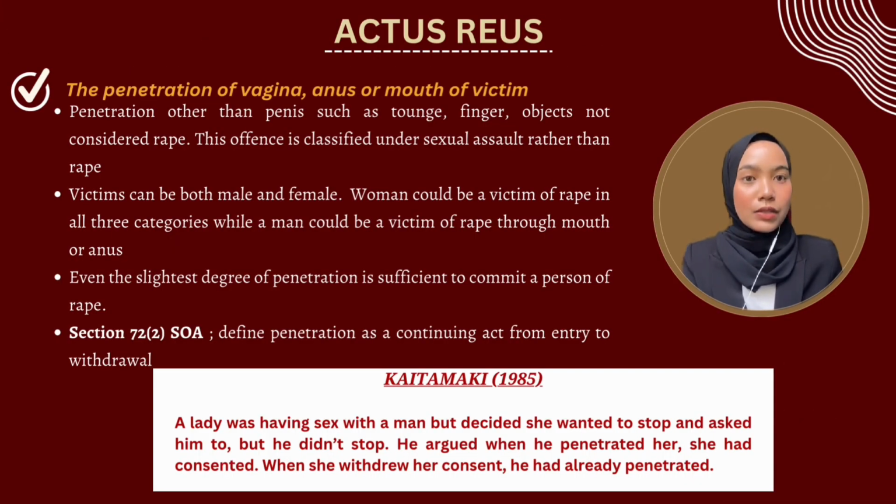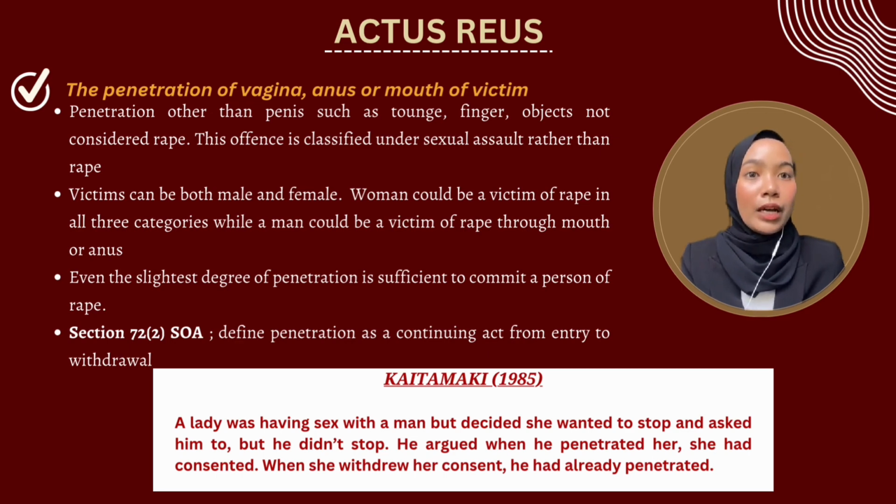So the first element to establish rape under United Kingdom law is actus reus. The first actus reus of rape is the penetration of the vagina, anus, or mouth of the victim. Penetration other than by a penis, such as tongue, finger, or objects, is not considered as rape. And this offence is classified under sexual assault rather than rape.